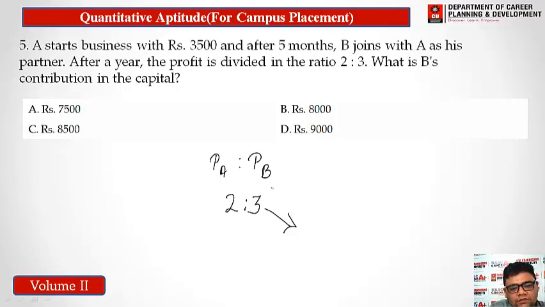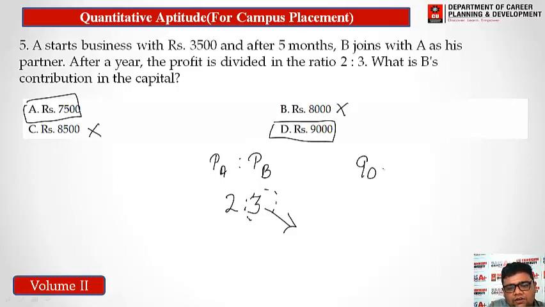Now if here we are getting 3, right? So the answer should also be a multiple of 3. So option C and option B are already cancelled out. So we are remaining with only option D and option A, that is 7500 and 9000. So let us move with the option that is 9000.